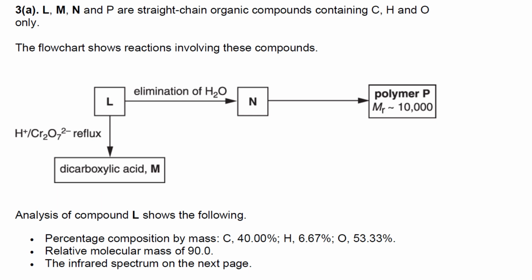So looking at the flow chart, the first thing that comes to mind for me is it's likely to be a primary alcohol because you're refluxing it with acidified potassium dichromate to make a dicarboxylic acid. Now, dicarboxylic acid means it's got two COOH groups, so they'll be at both ends. So the thing to think about is whether L has two alcohol groups. Now, before we decide on that, we might have to look a bit closer at the molecule and some of its information.